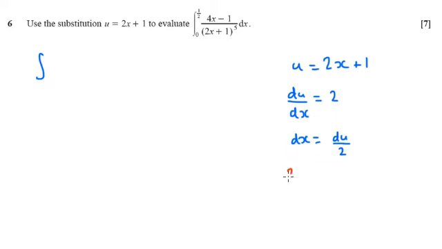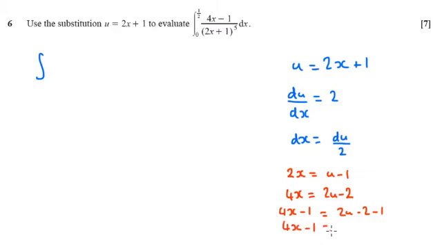We can say that 2x is going to equal u take away 1. Because what we're going to want to do is write what 4x minus 1 is in terms of u. So I can now double this to get what 4x is equal to. And if I want 4x take away 1, I'm just going to take away 1 from both sides. So the top, the numerator here, is going to be equivalent to 2u take away 3.